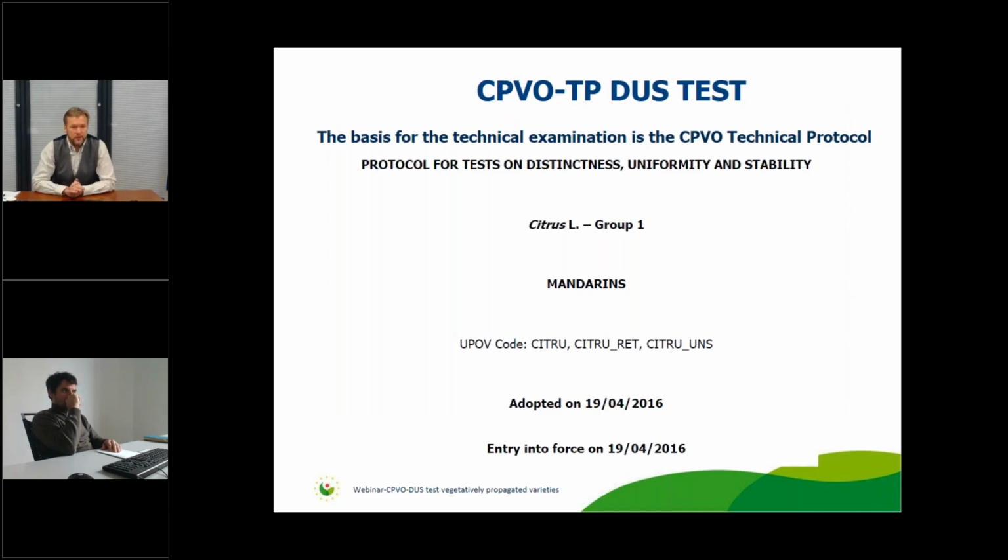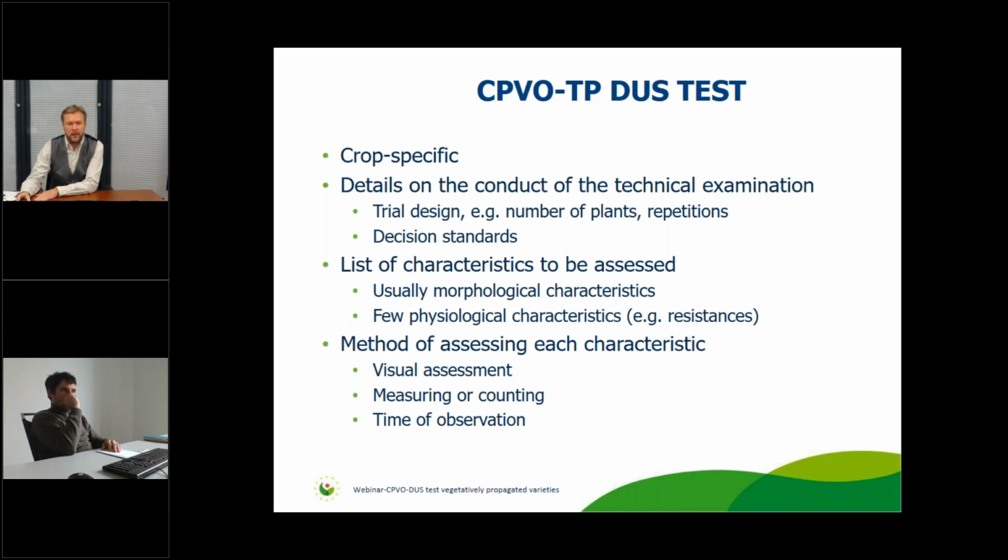The technical examination follows technical protocols. Here is an example of the citrus technical protocol. All protocols are crop specific. They provide details on how to conduct the trial design, the number of plants required, and repetitions, which are hardly ever needed for vegetatively propagated varieties, but the decision standards are fixed. In the list of characteristics for all crops, we actually use mostly morphological characteristics, only a very few physiological characteristics, such as resistances. Furthermore, the method of assessing the characteristics is prescribed for each characteristic, meaning whether it's a visual assessment or whether it has to be measured, and it is fixed at which moment the observations have to take place.